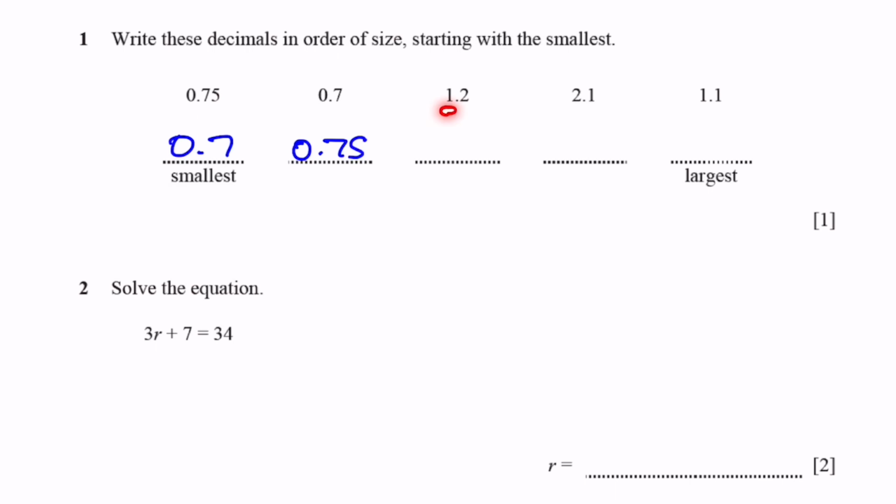Now for the ones digit of 1, we have 1 as the tenth digit here, and the tenth digit here is 2. So 1.1 is less, and then 2.1 is the largest.